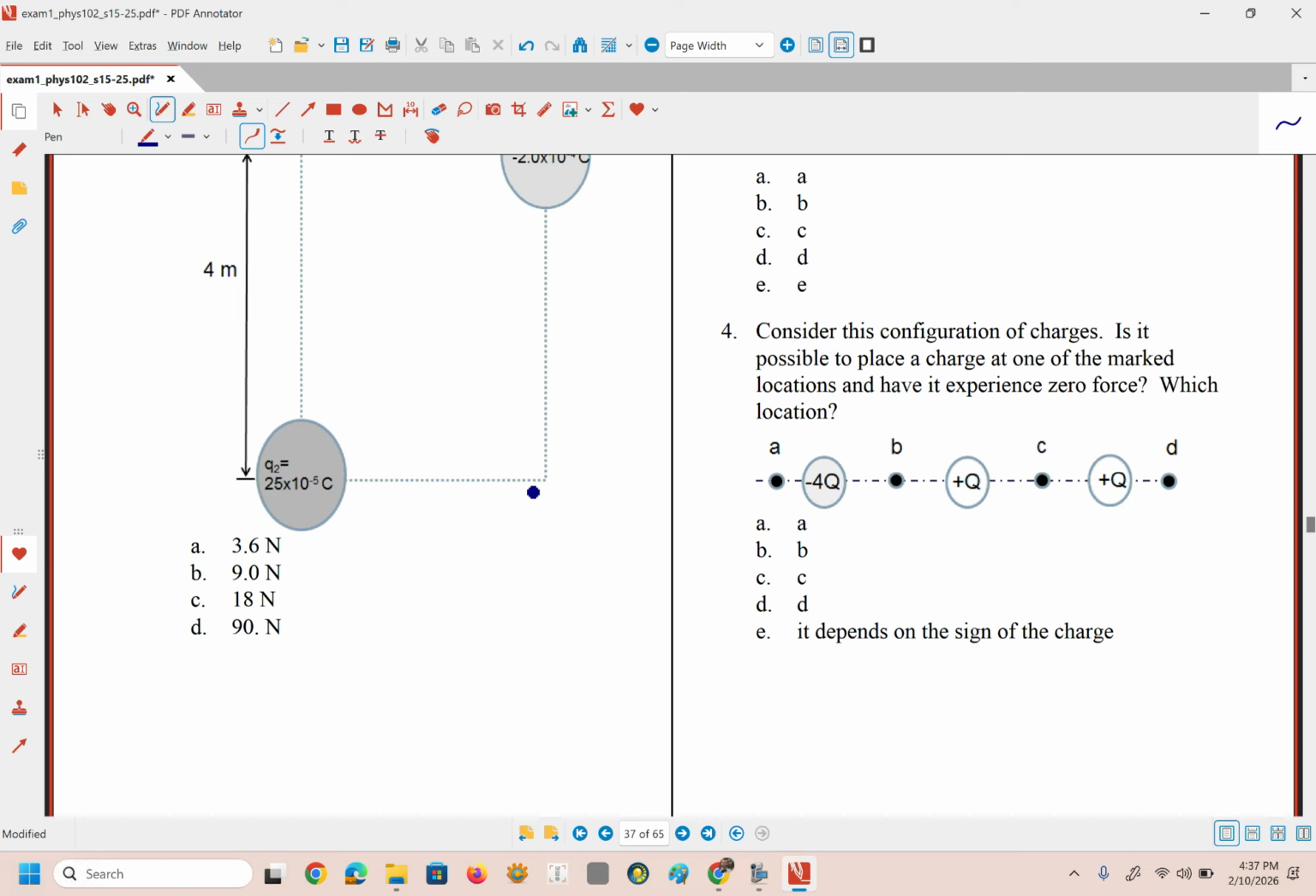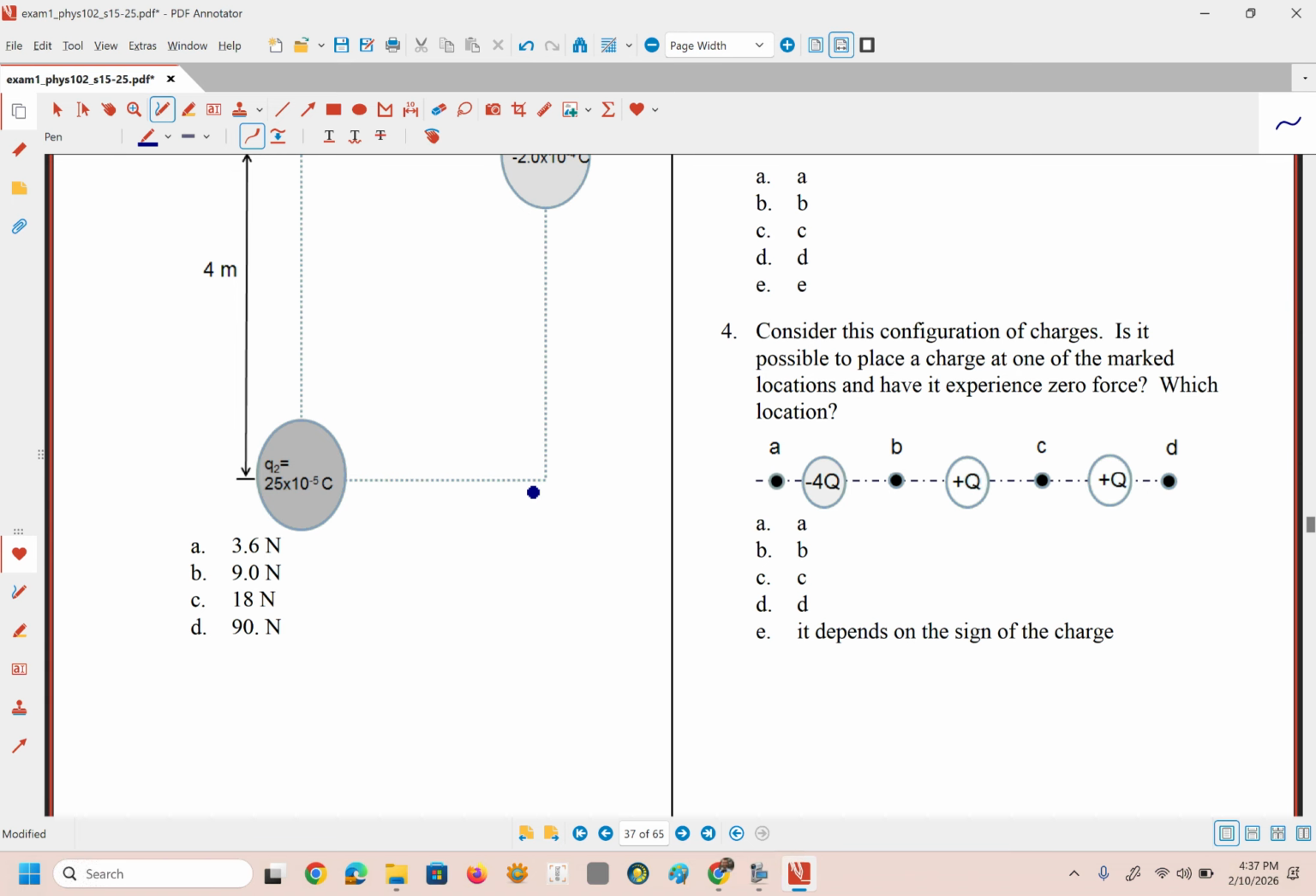Okay, where can you place a charge, or can you place a charge at one of the positions so that it experiences 0 force? First of all, it doesn't matter the sign of the charge. If you change the sign of the charge, it's just going to flip all the vectors around. It will never matter the sign of the charge. So E is not an answer. And when you're going through the process, just pick a charge. Maybe just always try it with a positive charge. It's always going to be the same.